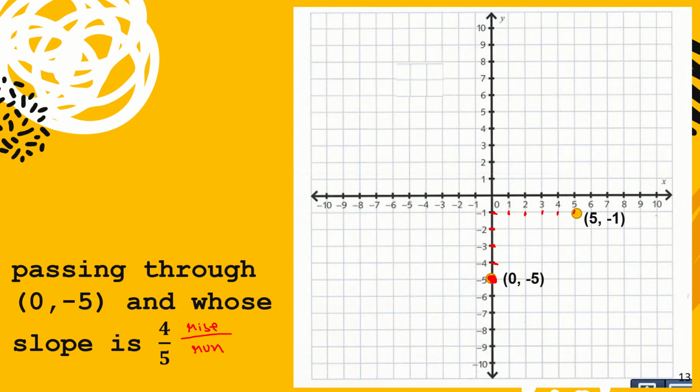Let's do it the opposite way. From (0, -5), we need to go down 4 steps: 1, 2, 3, 4. This time, we need to run to its opposite side, 5 steps: 1, 2, 3, 4, 5. Therefore, we have a point having the coordinates (-5, -9). So that is the line that passes through (0, -5) and has a slope of 4 over 5.